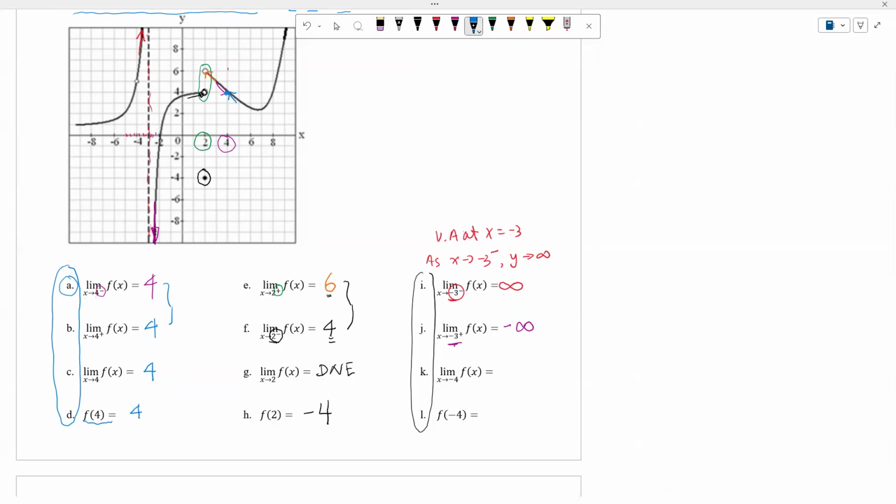Then now I have x approaches -4. You will see that from the left, my output is 5. From the right, I also have it equal to 5. So therefore the limit exists and the limit is equal to 5. Then what is f of -4? Oh, we have a hole. So it will be does not exist.